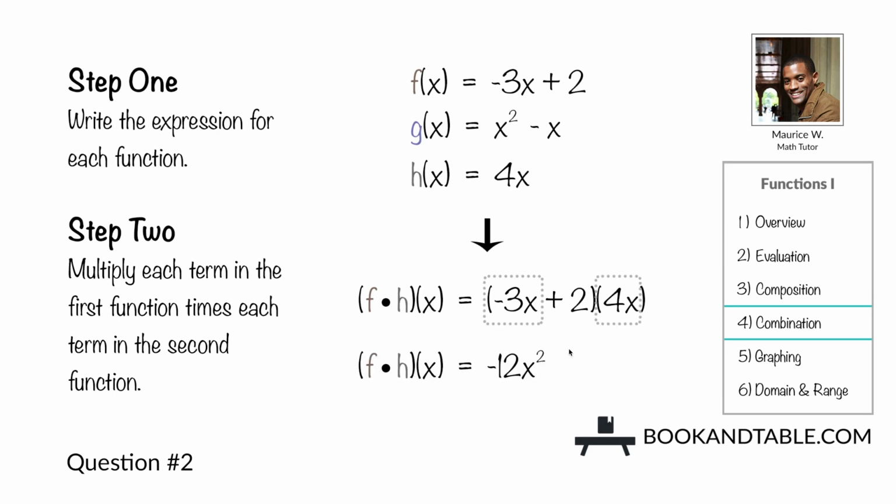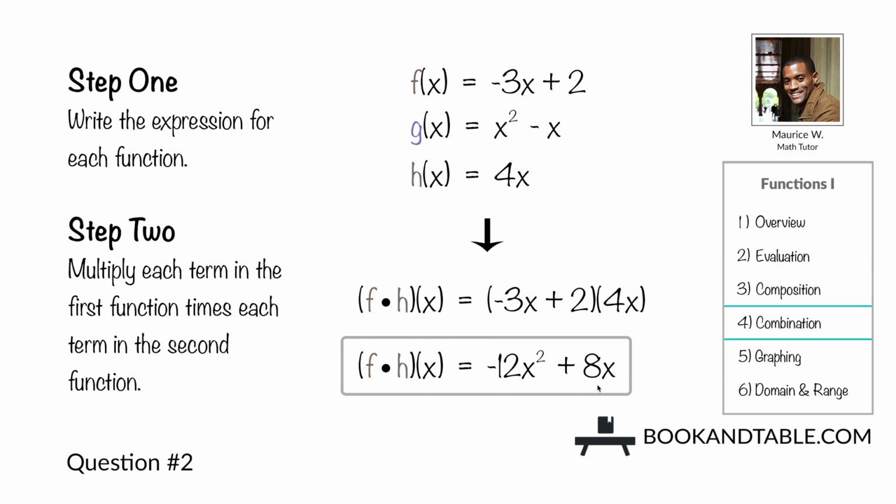So that would give us negative 3x times 4x, which is negative 12x squared. And then we multiply 2 times 4x to give us 8x. So the final answer to question number 2 is f times h of x is equal to negative 12x squared plus 8x. So that is the answer to question number 2.